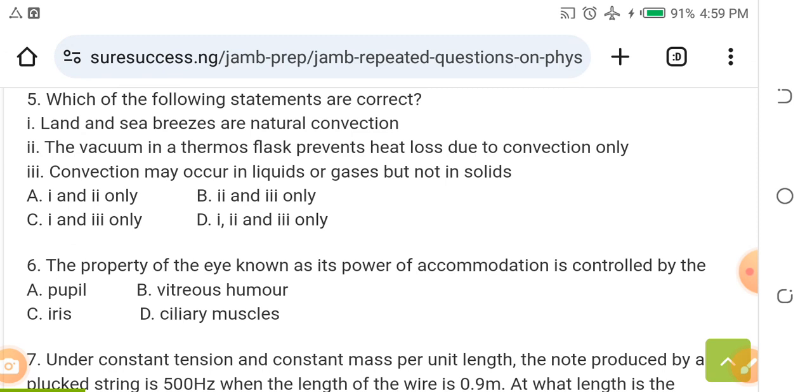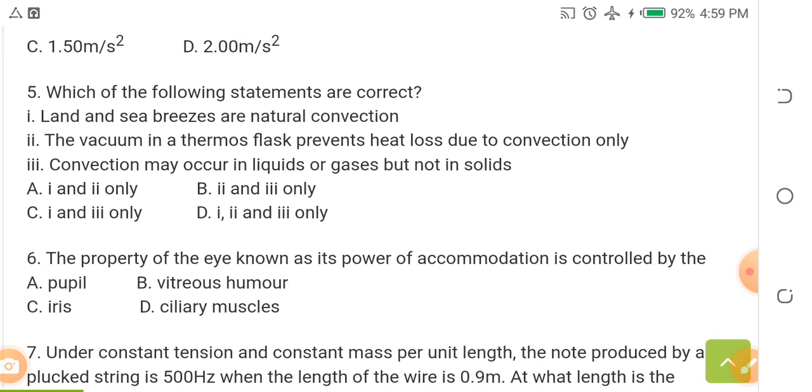The ones that are correct are: land and sea breezes are natural convection, and convection may occur in liquid or gases, but not in solid. Now II is not correct. It says the vacuum in a thermoflask prevents heat loss due to convection only. That is wrong, because that vacuum also prevents heat loss through conduction.